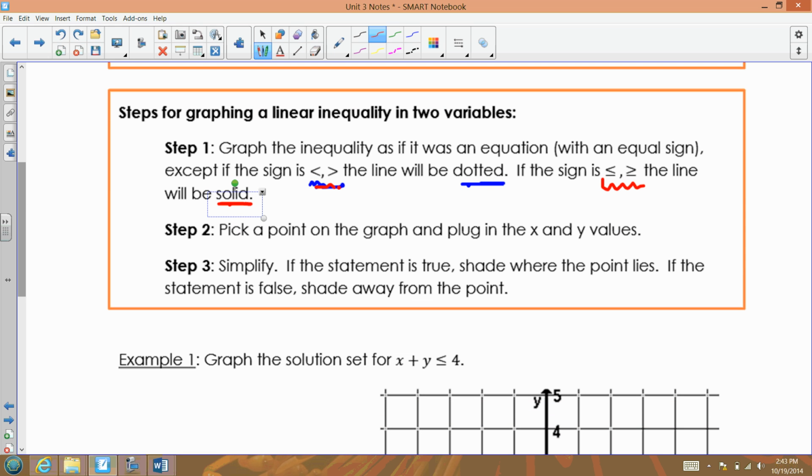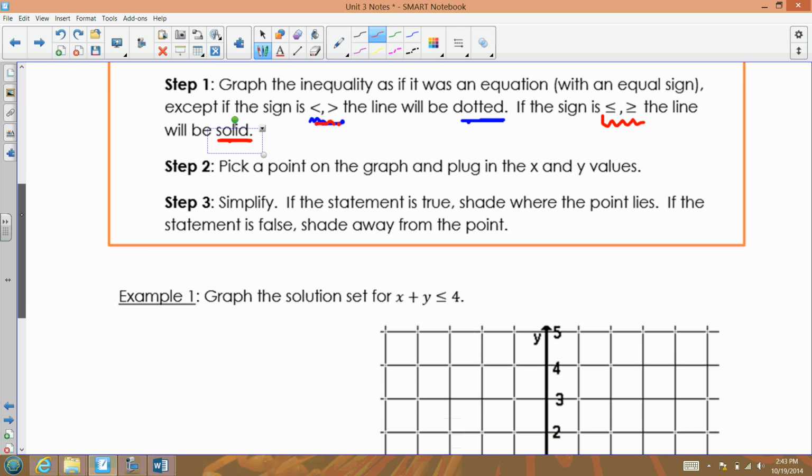Once we've graphed the line, then we're going to pick a point anywhere on the graph other than on the line, and we're going to plug it into the x and y values. You will then simplify. If the statement is a true statement, then you're going to shade wherever the point is. If the statement is false, then you'll shade away from the point. So let's look at an example.